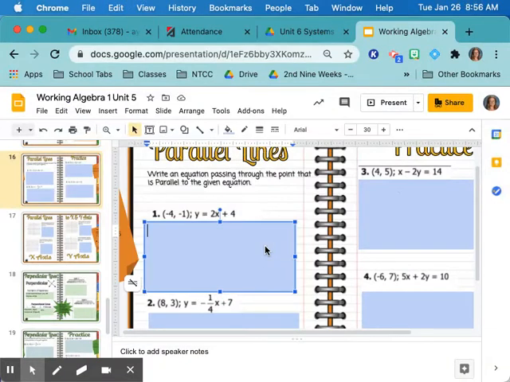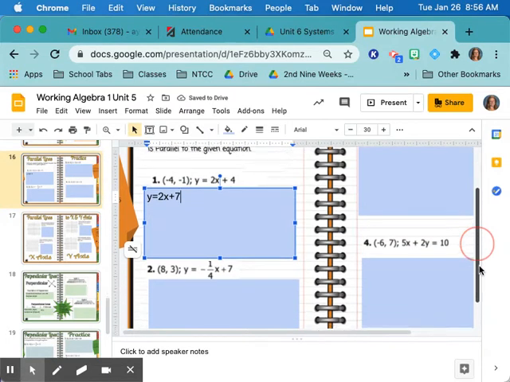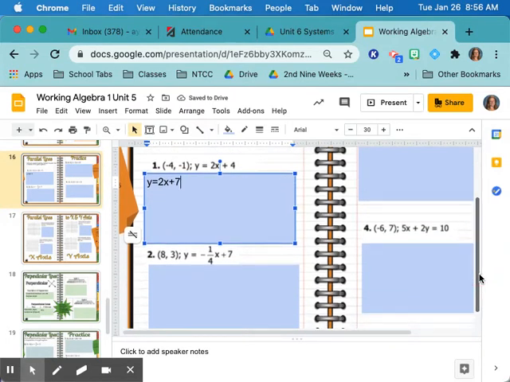Okay, so let's write that here. y equals 2x plus 7. Write down problem 2.